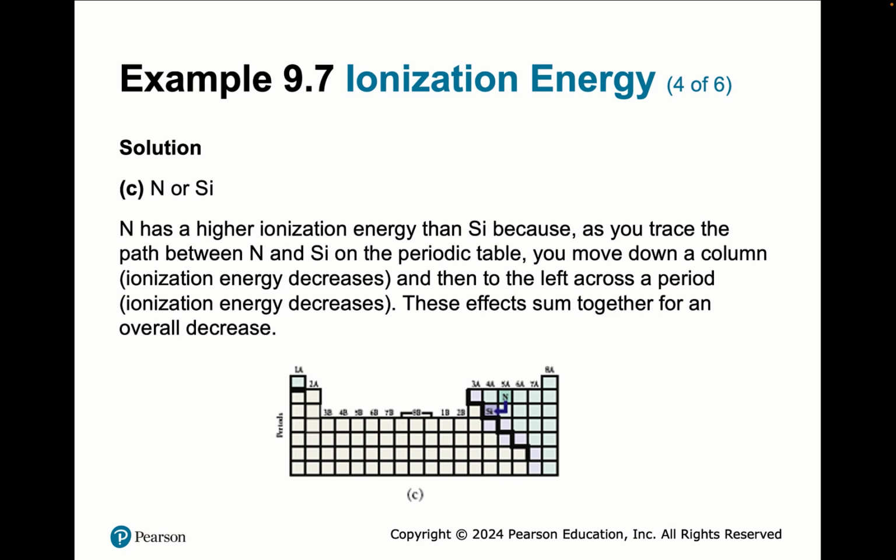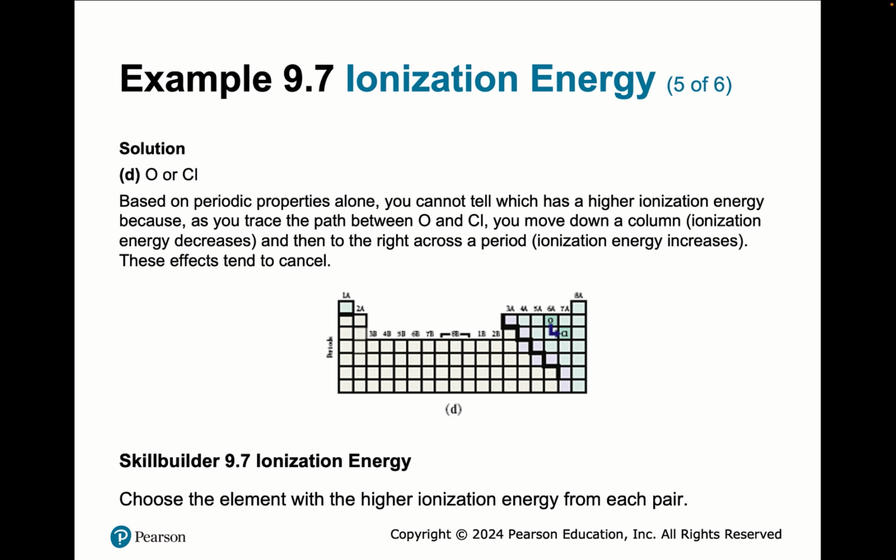And nitrogen or silicon. Nitrogen is further to the right, and it's further up, so it's doubly going to have a higher first ionization energy, so it's definitely nitrogen. Now oxygen and chlorine, this is one of those we don't know, because we're not entirely sure where it is, because the effects cancel. So we have to look up the actual data to figure that out. We can't figure that out from just looking at the periodic table.